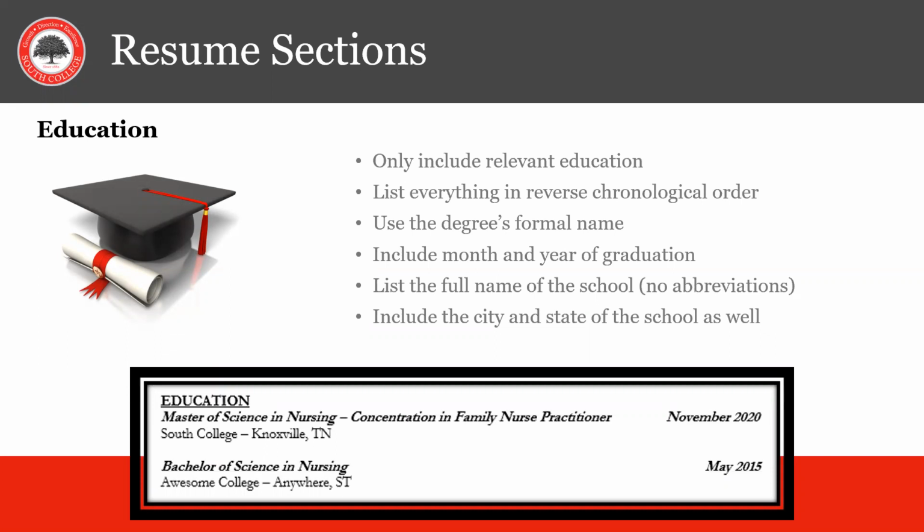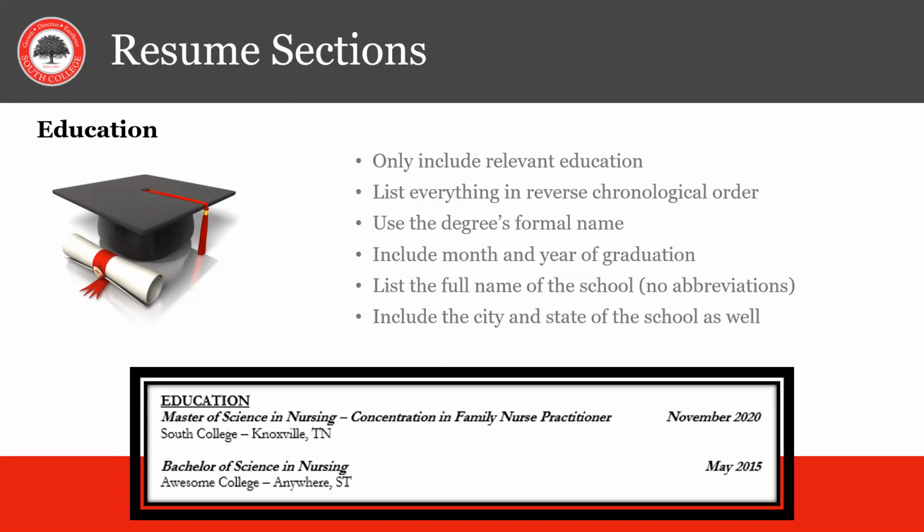When we're listing the school, the one thing that I don't think I mentioned is to make sure that we're listing the city and the state of where that school is located. So for any of my online students, we are technically through the Knoxville campus. The Knoxville campus is our main campus. So even if you're located closer to Nashville or Atlanta, you want to make sure that you're including Knoxville, Tennessee as the city and the state.